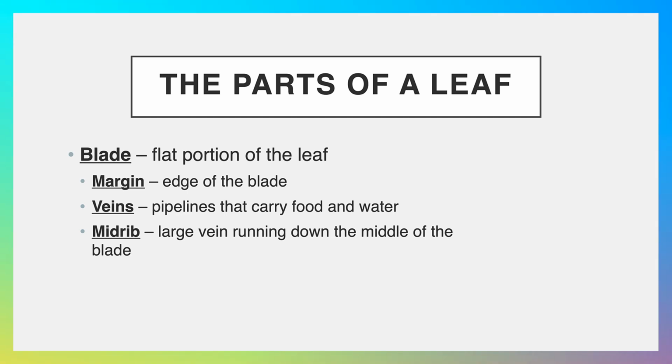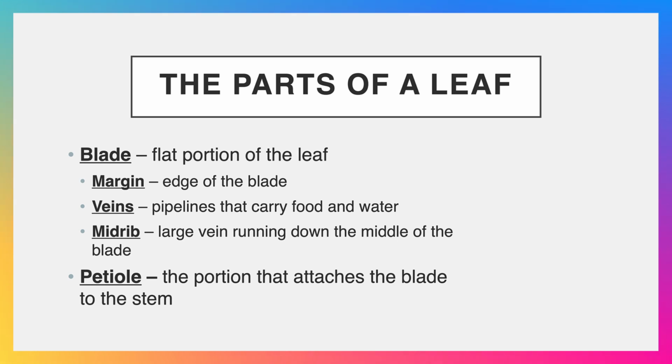Some leaves, not all, but some leaves have a dominant main vein that runs down the middle of the blade, and that main vein is called the midrib. The portion of the leaf that attaches the blade to the stem is called the petiole. This is that thick portion that when you pick a leaf, you usually pick it by the petiole.